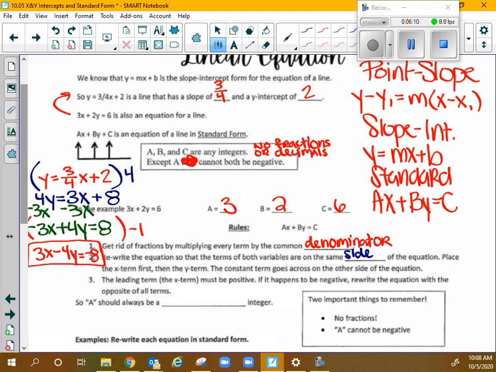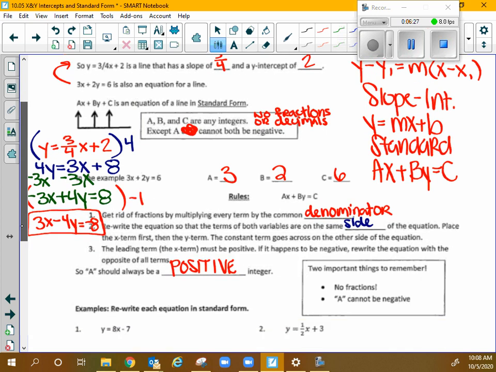So A is always a positive integer. So we're going to say a lot. Okay, A has to be positive. Is A positive? Everything has to be an integer. Is everything an integer? No fractions, no decimals. All right.